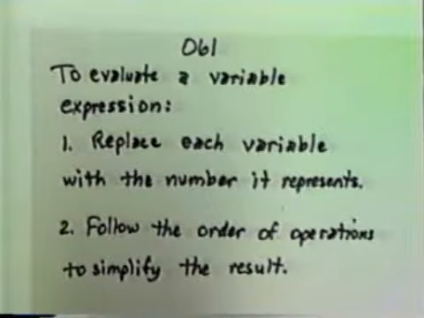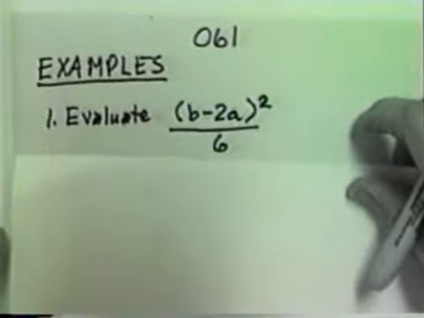To evaluate a variable expression, first, replace each variable with the number it represents. Second, follow the order of operations to simplify the result. Let's look at several examples. Let's start with the expression.